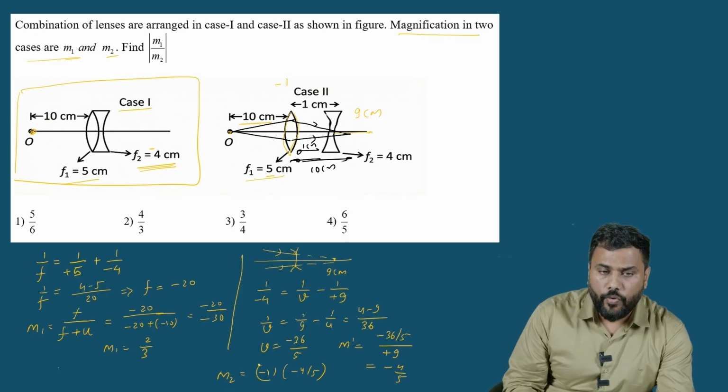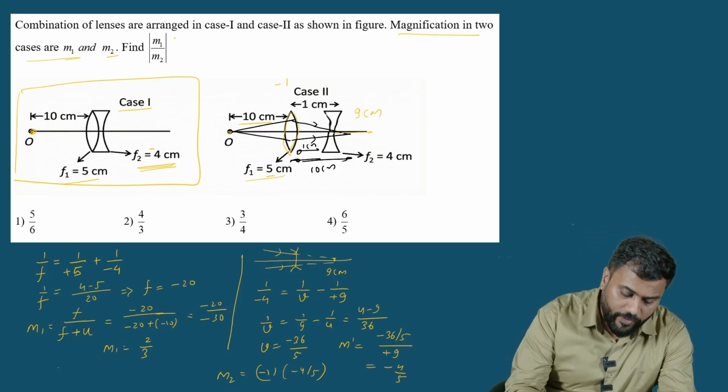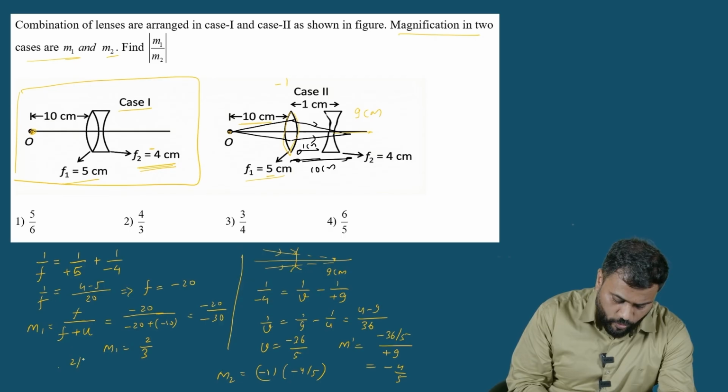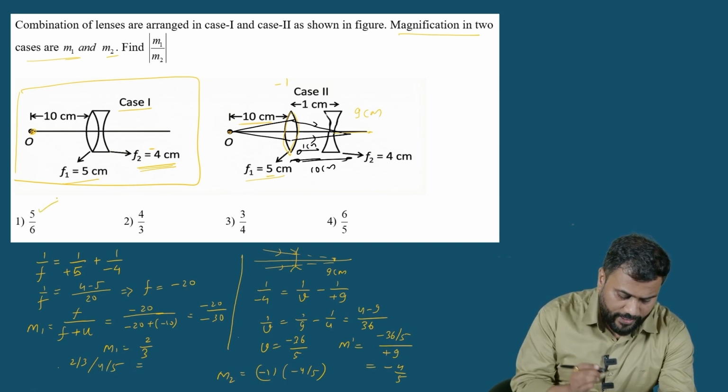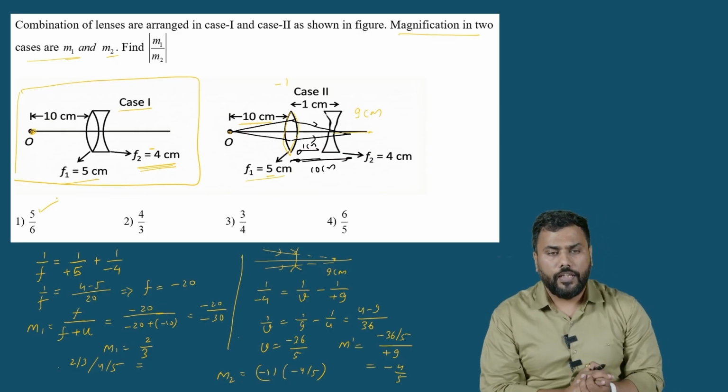So we now know m2 and m1 both. The question is asking m1 by m2. So m1, which is 2 by 3, divided by m2, which is going to be 4 by 5. If you solve this, you are getting 5 by 6. So this is the answer of this question.